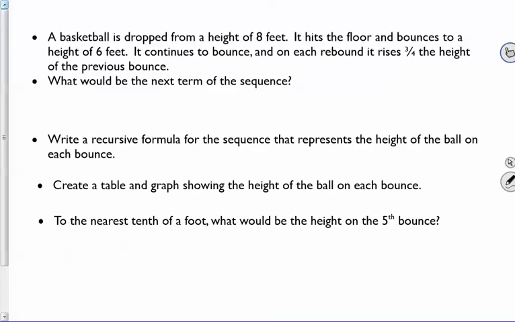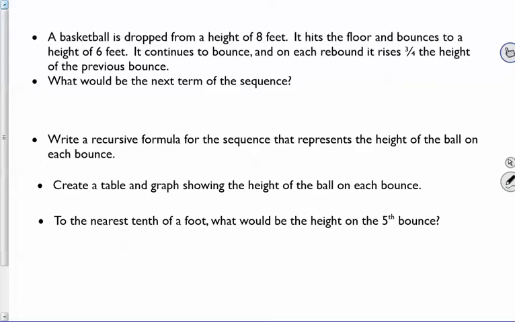A basketball is dropped from a height of 8 feet, hits the floor, bounces to a height of 6 feet, continues to bounce, and on each rebound it rises 3/4 of the height of the previous bounce. What would be the next term of the sequence? Then write a recursive formula for the sequence that represents the height of the ball on each bounce. Make a table and graph showing the height of each bounce, and to the nearest tenth of a foot, what would the height be on the fifth bounce?